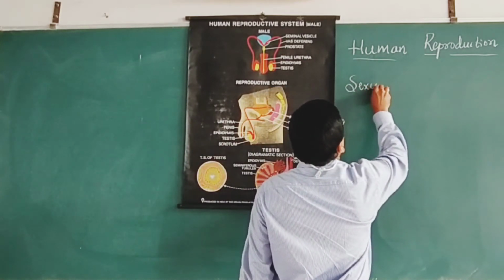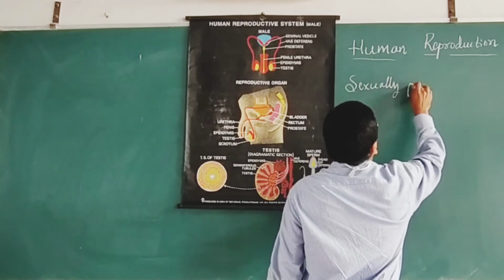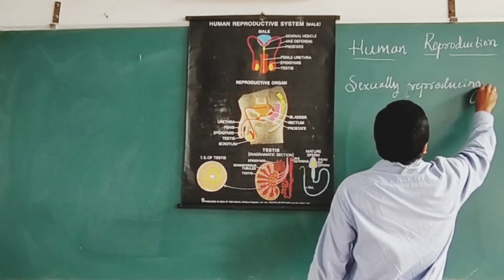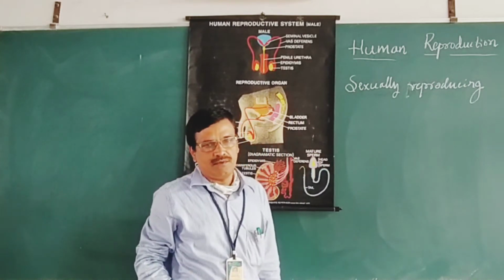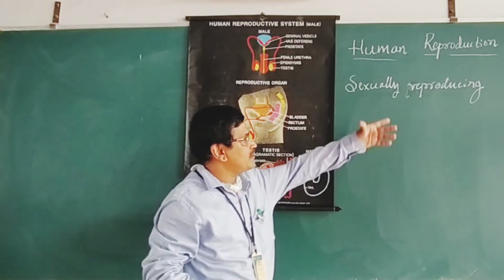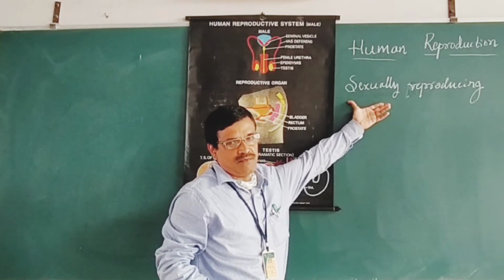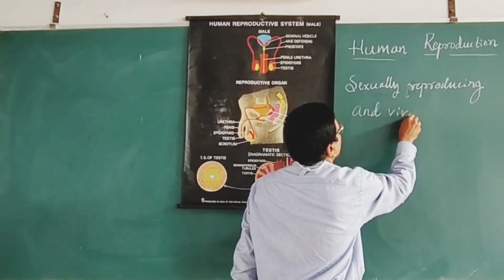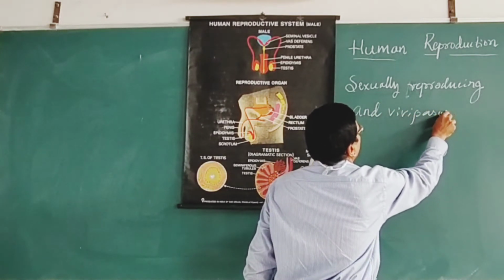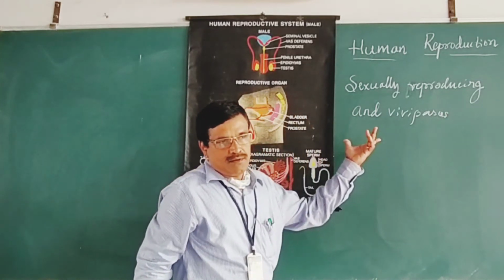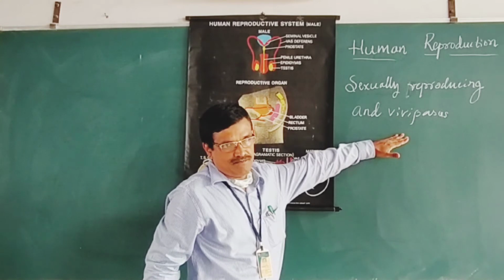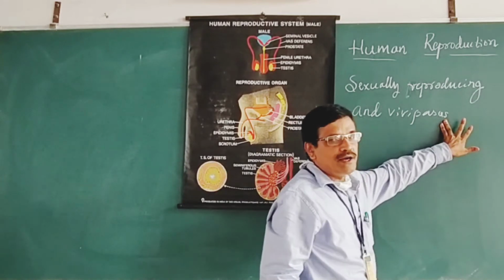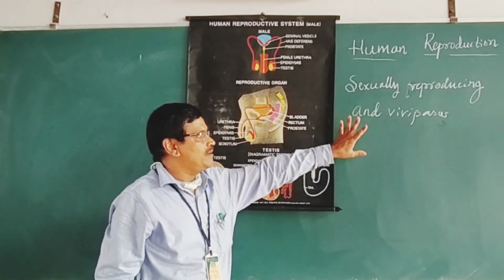Humans are sexually reproducing animals. The mode of reproduction in human beings is the sexual mode of reproduction. It gives birth to the young ones. Therefore, human beings are viviparous animals.